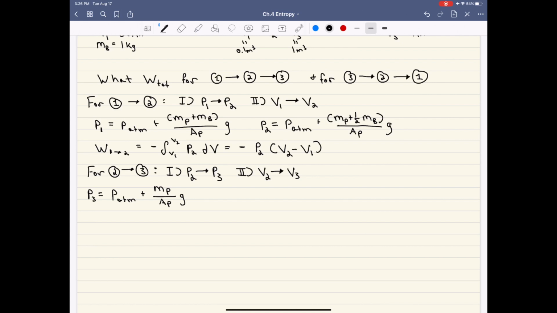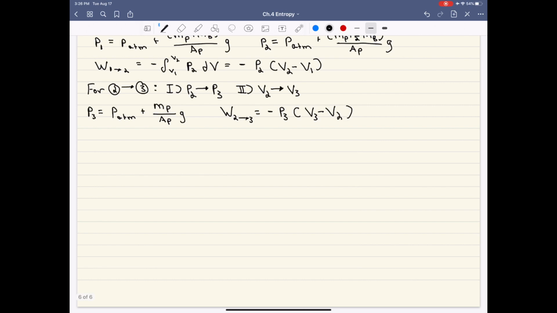And if we calculate the work going from state 2 to state 3, we would see that it's just P3 times V3 minus V2. Okay? Alright? And so we could visualize this once again by using that PV diagram, where this is pressure, this is volume, and our system is going to be passing through 3 different pressures.